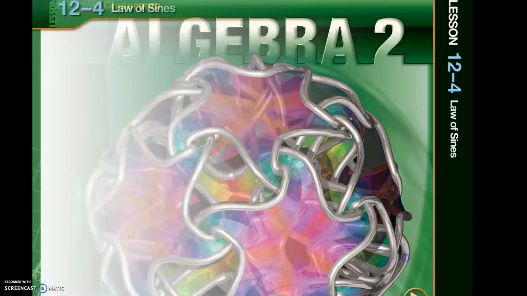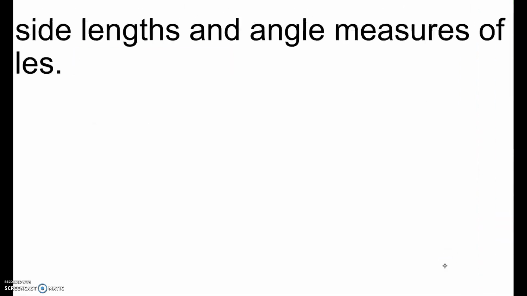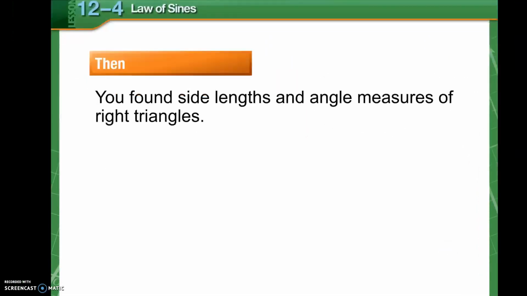Today we're talking about the law of sines, and this is what we use when we have non-right triangles. This is most commonly used with angle side angle, when I have two angles and a side. First we're going to talk about the area of a triangle where I don't have the height, but I'm given an angle.